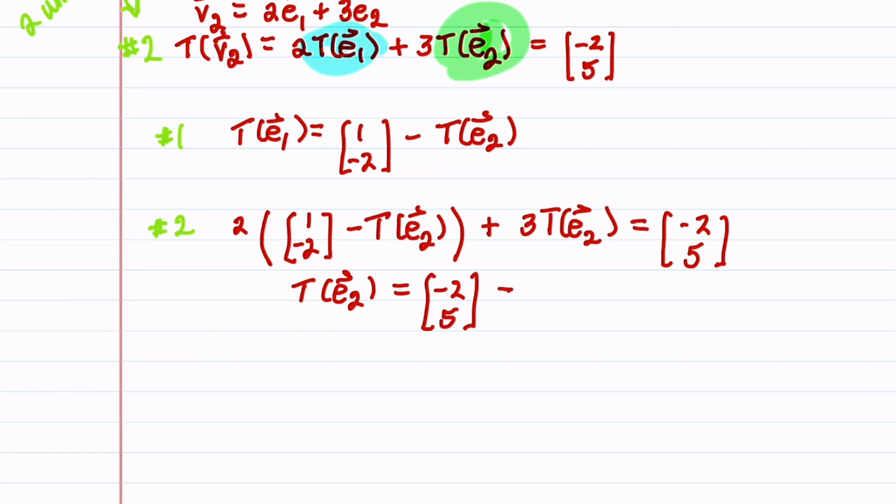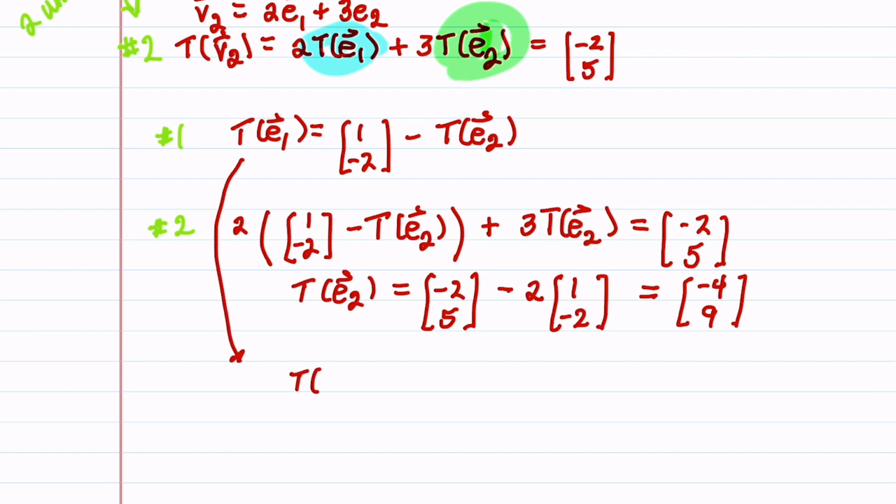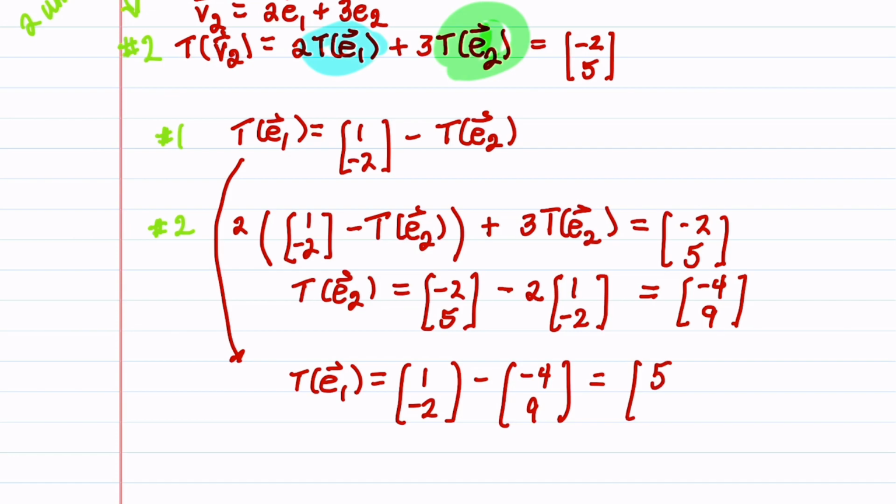And then we'll take the vector on the left and put it on the right. So we have [-2, 5] minus 2 times [1, -2]. If we compute that, we end up with a -4 on top, and then 5 plus 4 gives us a 9. So we have T(e2). Now we're going to find T(e1). T(e1) is going to be [1, -2] minus [-4, 9], and that gives us a 5 and a -11.